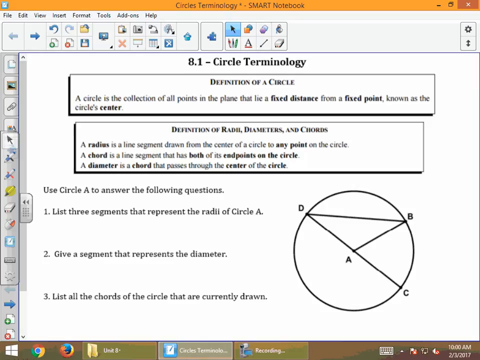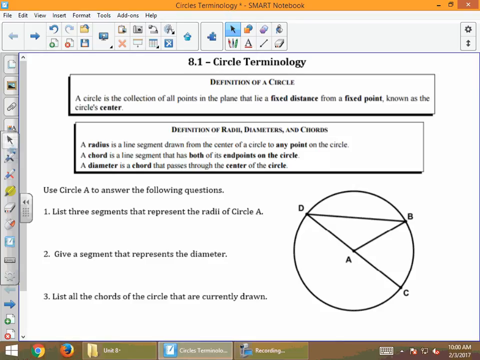Bodies that lie a fixed distance from a fixed point known as the circle center. Okay? Some important definitions and parts of circles. One is the radius. The segment drawn from the center to any point on the circle's edge. So you start at the center, draw a line, and it touches the edge.